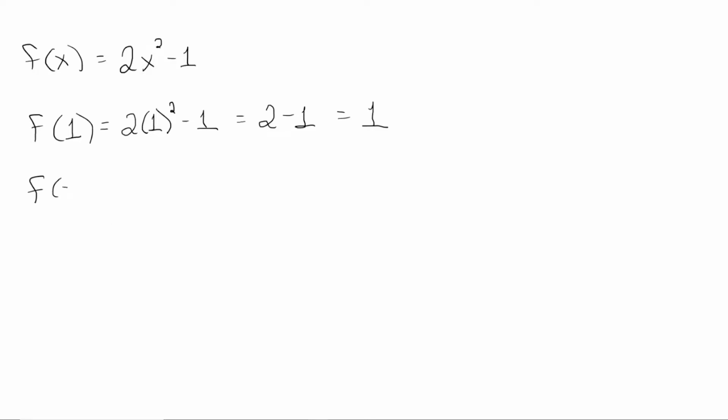Next, let's look at f of negative 2. In this case, we have 2 times negative 2 squared minus 1. 2 times negative 2 times negative 2 is 8. And when I subtract 1, I get 7. So when we input a value of negative 2, we output a value of 7.